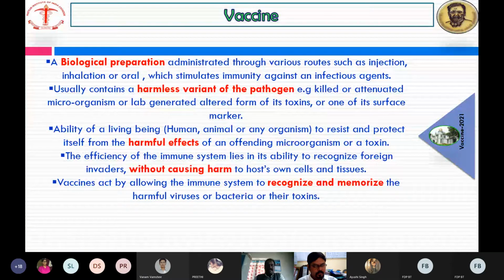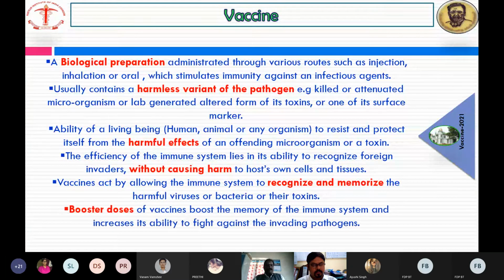It recognizes first, which is the primary antigen-antibody reaction, and memory means it keeps memory cells. If the same kind of toxin enters the body again, invading the system, those memory cells go for neutralization again. So that is called vaccines here.